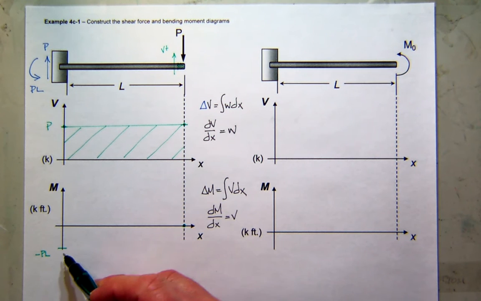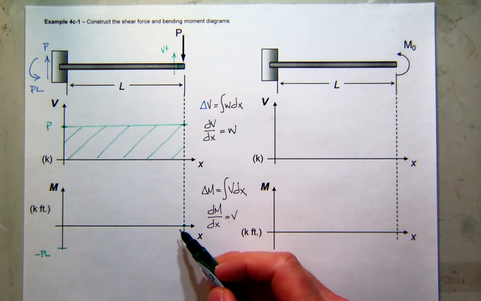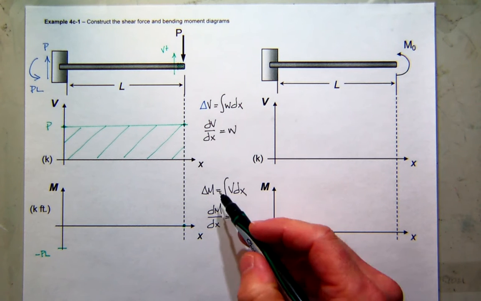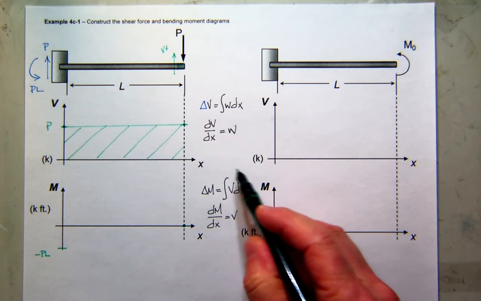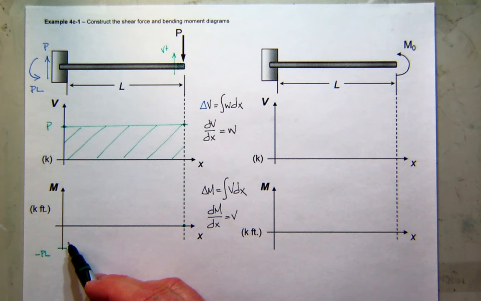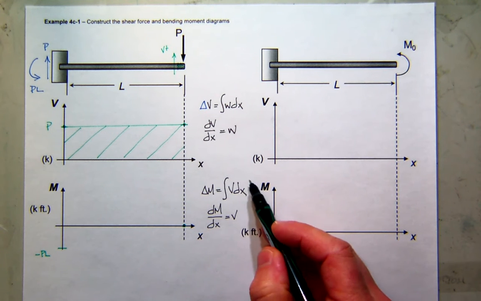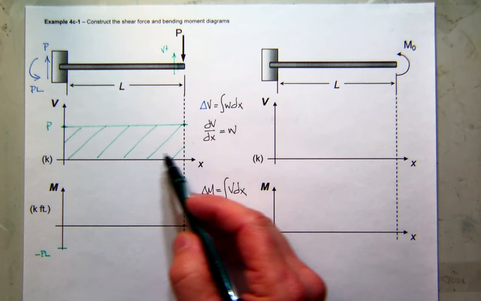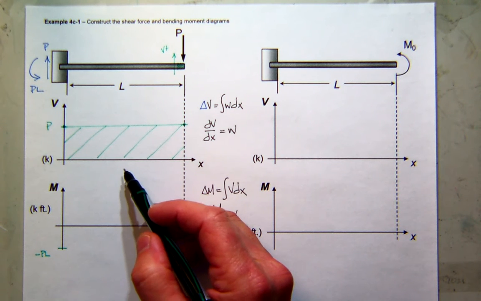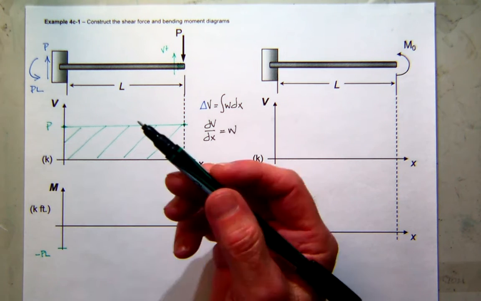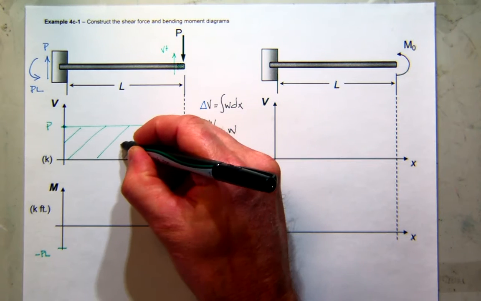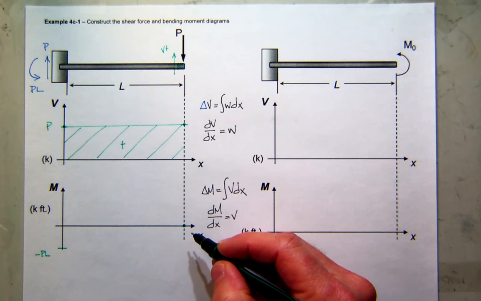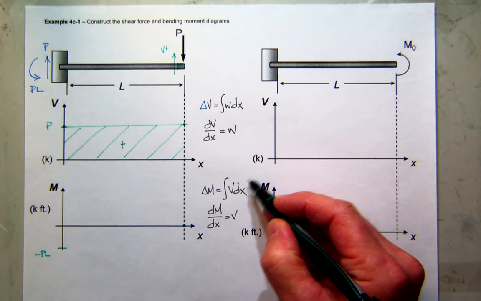So we're going to start at negative PL, and whatever we construct here, we better end back up at 0. So first let's do this. The change in moment between the 2 points, say from the left side to the right side, is the area under the shear diagram. And what is the area of the shear diagram? Well, it's a rectangle, so it's going to be base L times height P, PL. And it's positive. So negative PL plus PL, boom, gives me 0. That's great. So that definitely works.